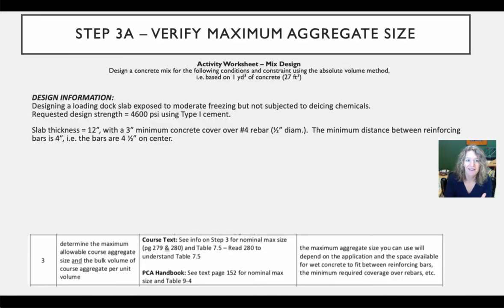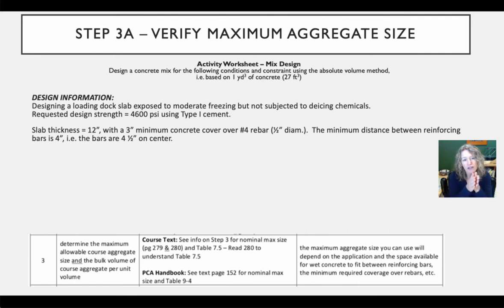So now we're ready for step 3. So step 3 actually has 2 parts. So when we look at this, if we look in our quick reference sheet, there's determining the maximum allowable size of coarse aggregate that we can put in. And I just noticed the typo on the word coarse. And then the bulk volume of coarse aggregate per unit volume. Yes, this is not the class course. It should be an A.